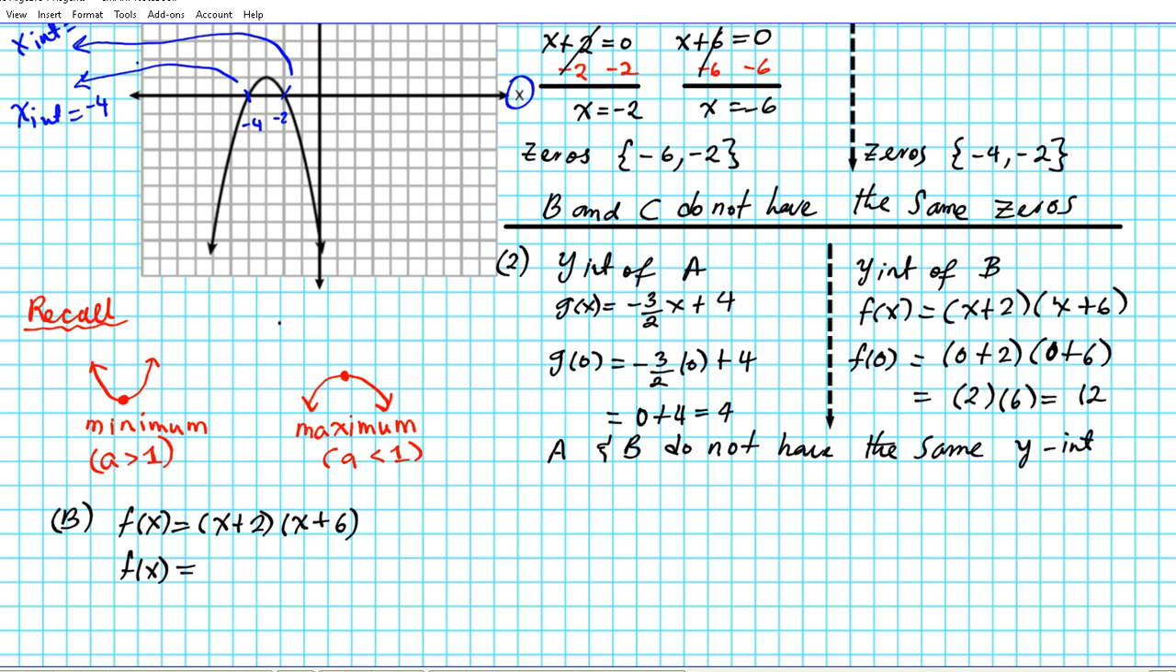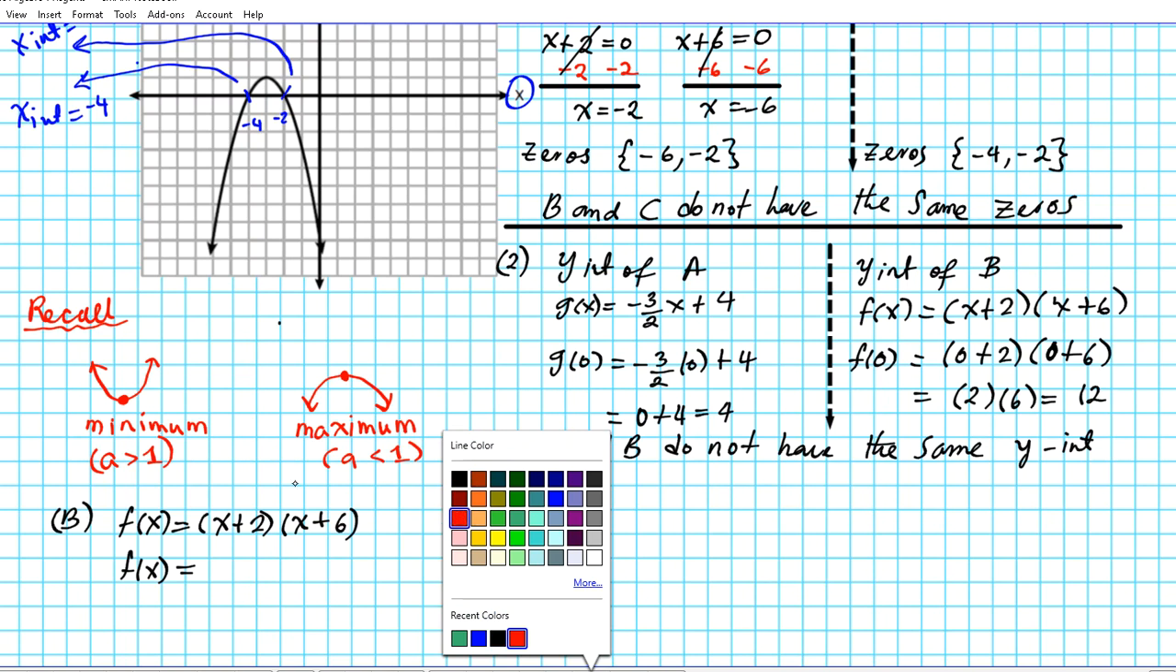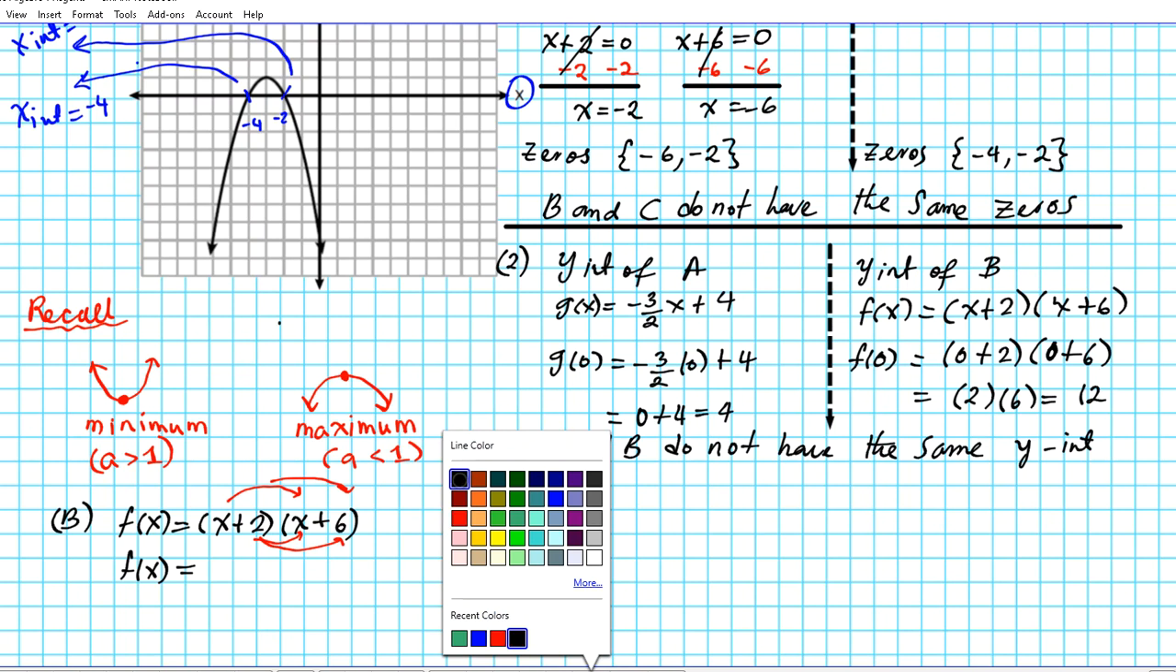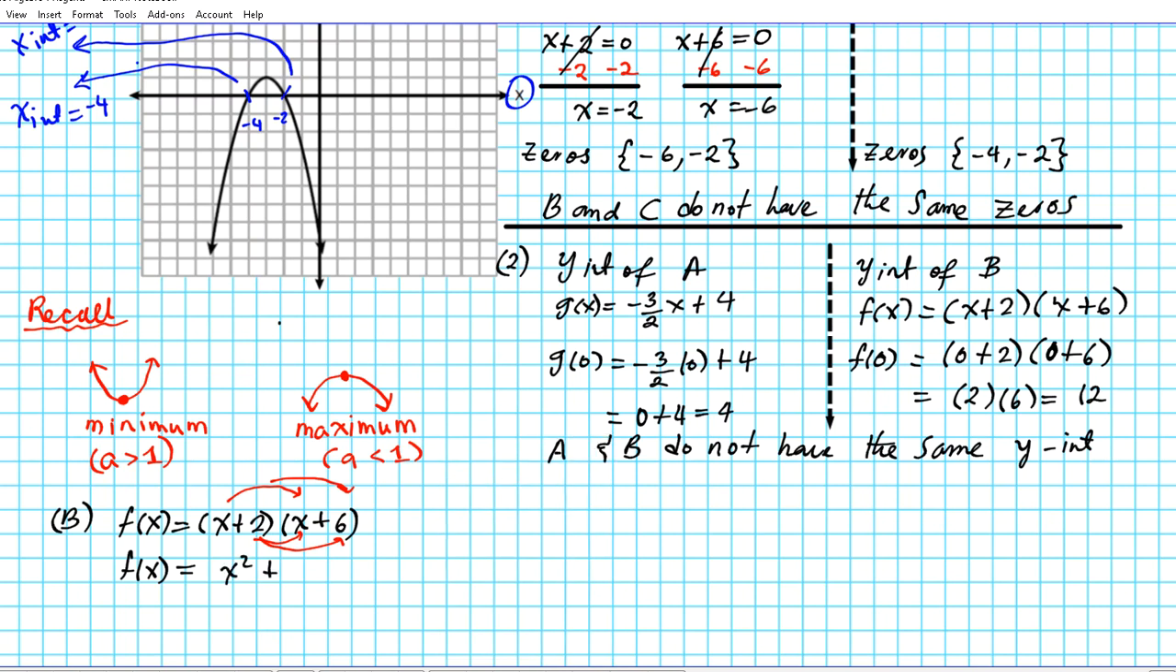Alright, so we're going to FOIL this out. First, outer, inner, last. So x times x is x squared, and then outer 6x plus inner 2x plus 12. And then if we simplify, you have f of x equals x squared plus 8x plus 12. What we care about here is the a value. The a value is the leading coefficient, which is positive 1.